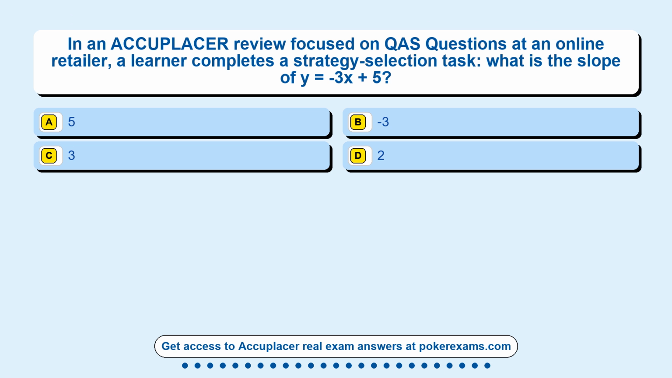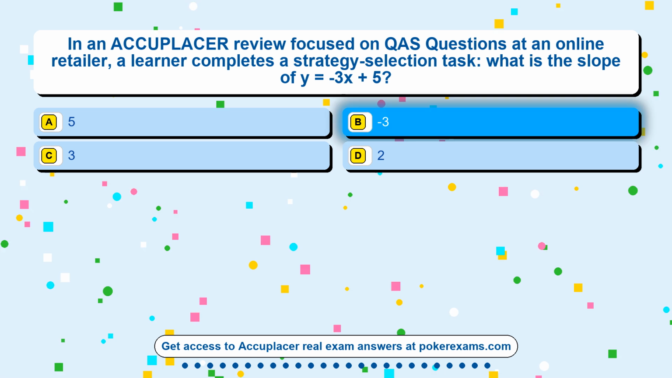Question 8. In an ACCUPLACER review focused on QAS questions at an online retailer, a learner completes a strategy-selection task. What is the slope of y equals minus 3x plus 5? Option A, 5. Option B, minus 3. Option C, 3. Option D, 2. The correct answer is option B, minus 3.